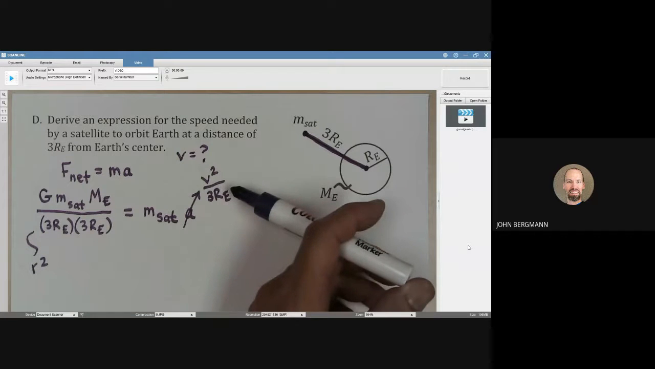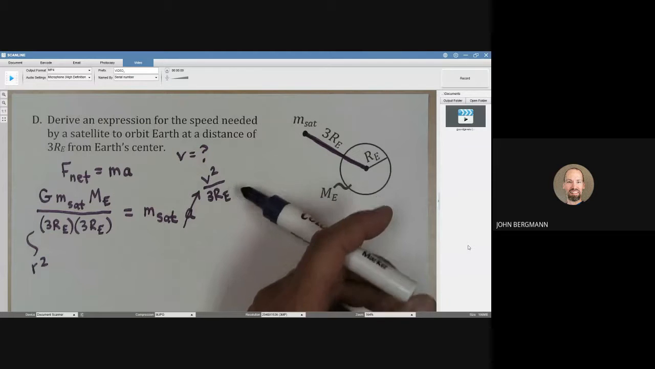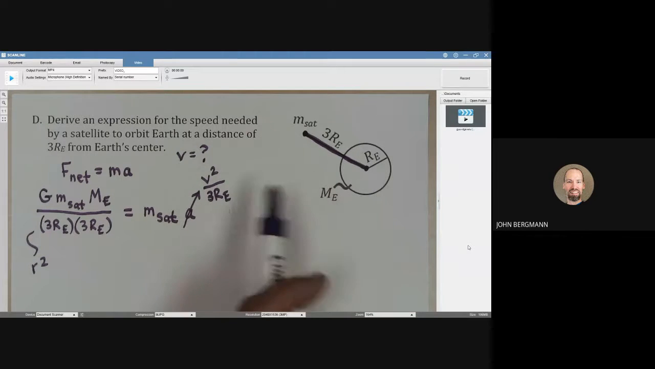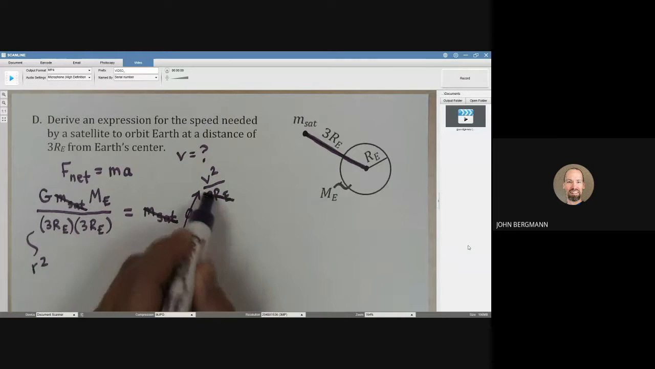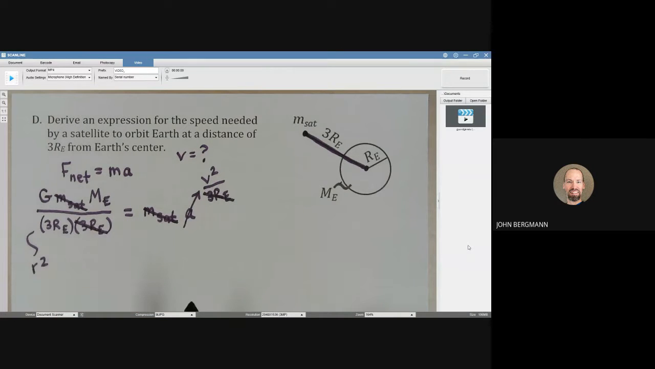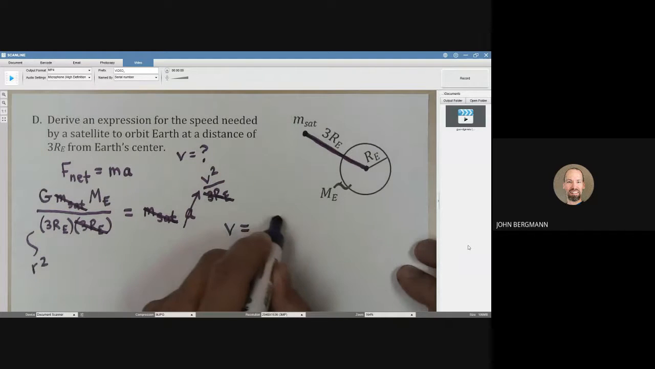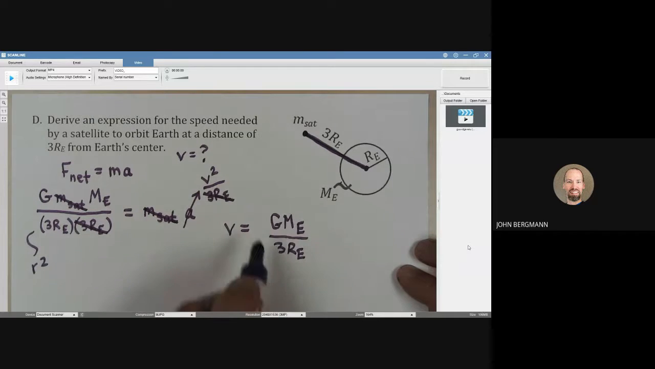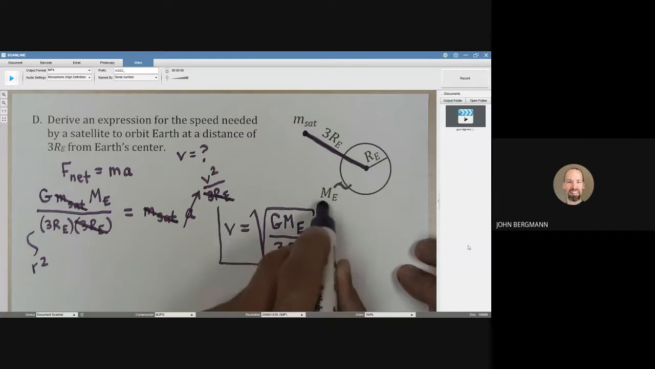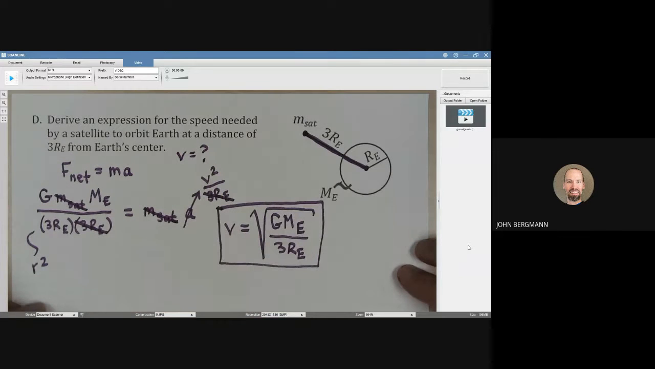This expression I'm pointing to is essentially v squared over r, where specifically here, r is 3RE. Can we cancel anything? Looks like the mass of the satellite cancels. This 3RE will cancel one of those. And I think then the speed that this satellite is going to have is going to be whatever's left over here square rooted. So what would that be? G m e over 3RE, square rooted. That's the speed that a satellite needs to have at that orbital radius.